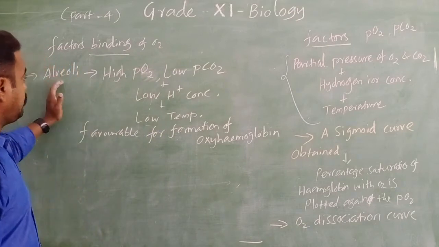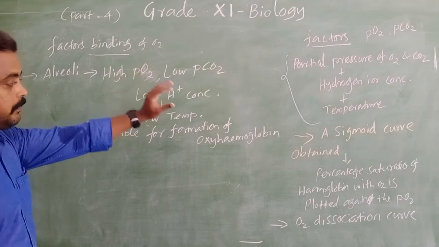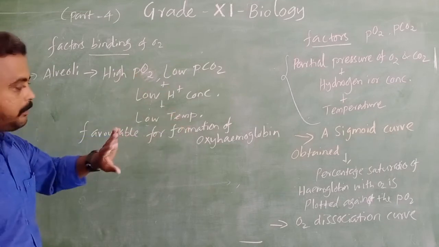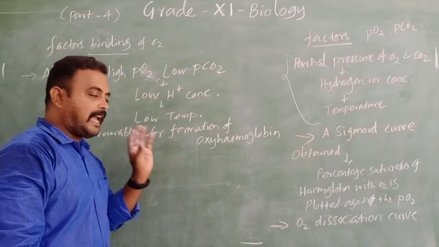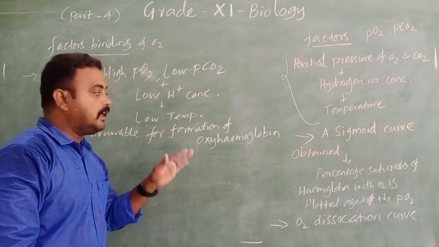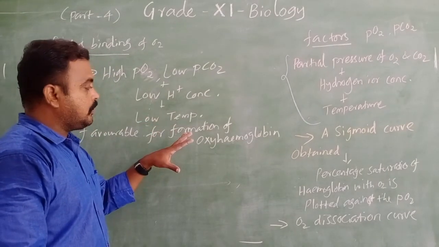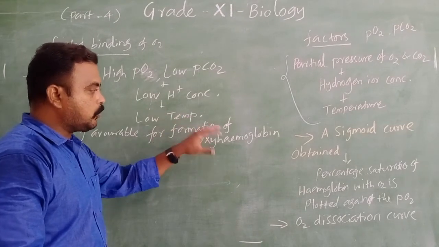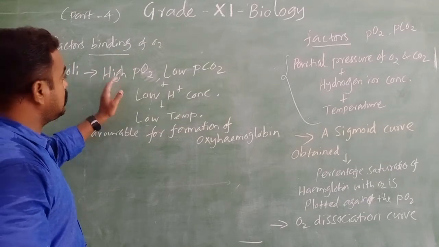So in alveoli, the formation of oxyhemoglobin is happening because the alveoli is surrounded by capillaries. The capillaries have RBC. RBC consists of what? Hemoglobin. That hemoglobin carrying oxygen. So the formation of oxyhemoglobin is done by some factors.